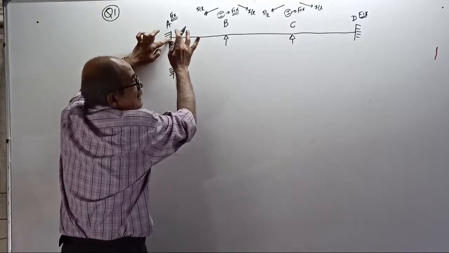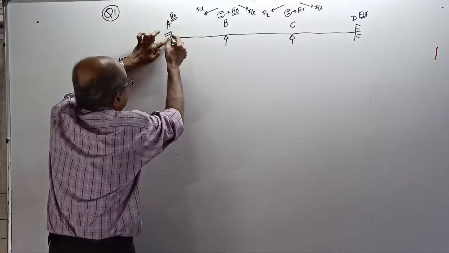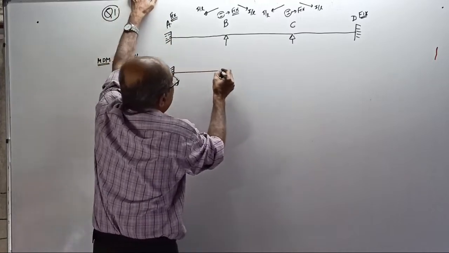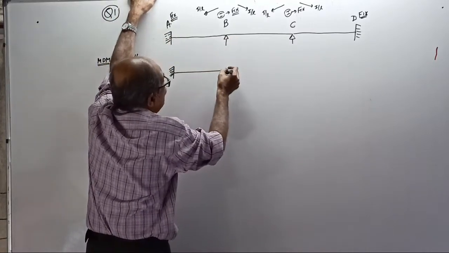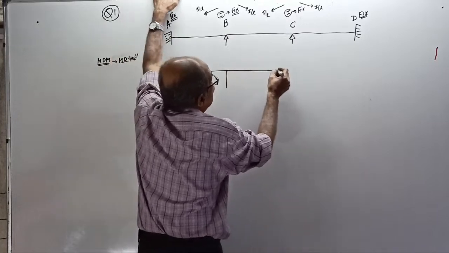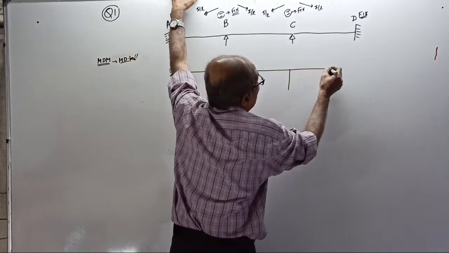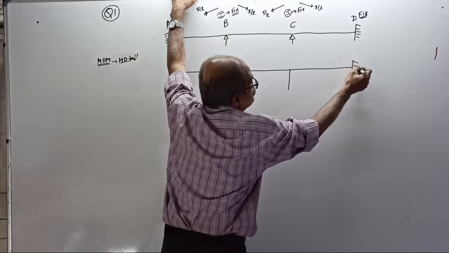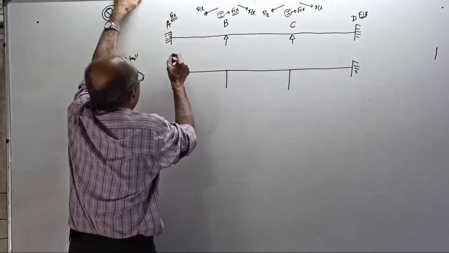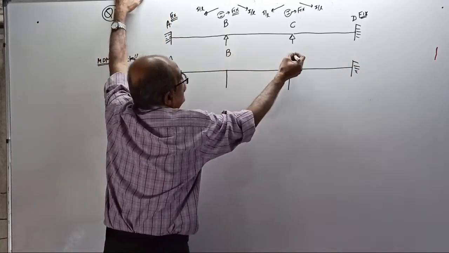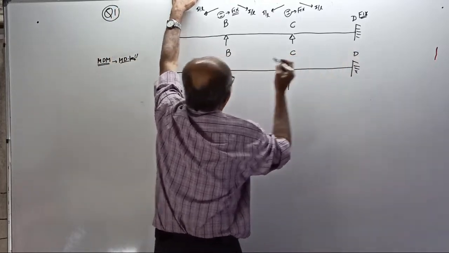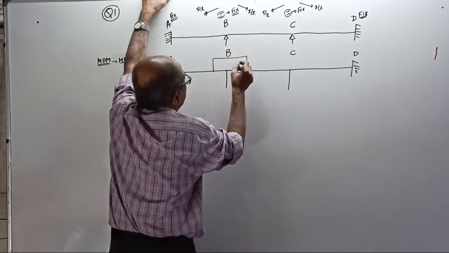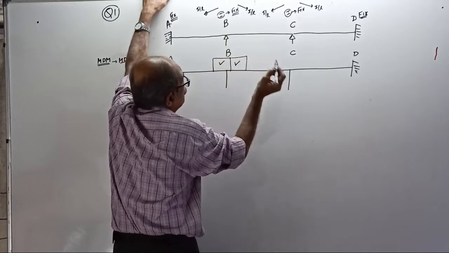At the end support, you write whatever the support is. Fixed means write fixed here. But for an intermediate support, don't show an arrow mark, just put one line here. Here also, absolutely fixed. Okay, now this is A, this is B, this is C, this is D. Here, enter the distribution factor.